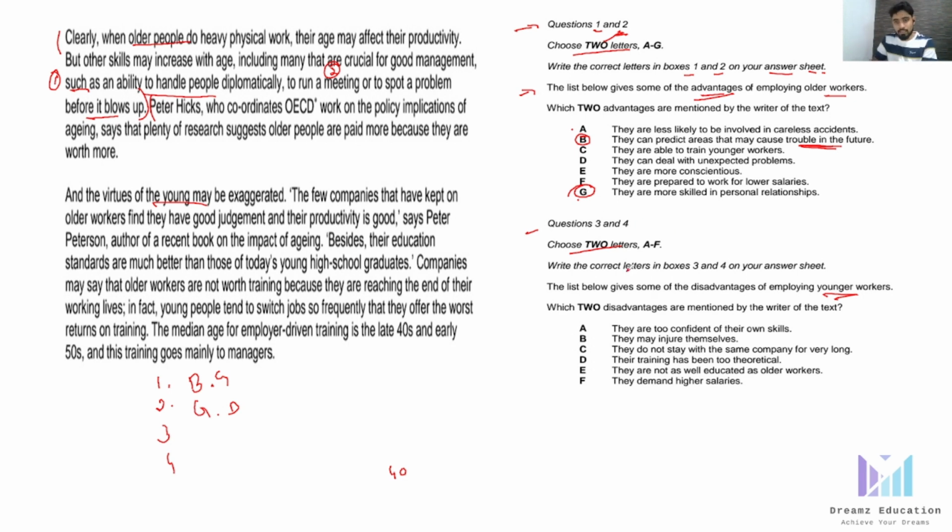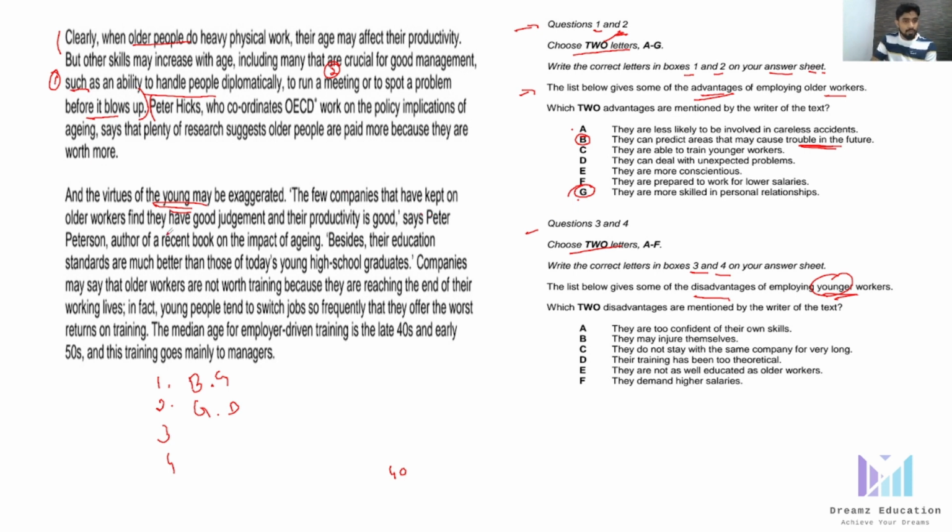Okay, let's go with the second question. Write the correct letters in the boxes 3 and 4 on your answer sheet. The list below gives some of the disadvantages of employing younger workers. Which two disadvantages are mentioned by the writers of the text? Now we know it's in the second paragraph. We will read it in detail and then come back to the options.